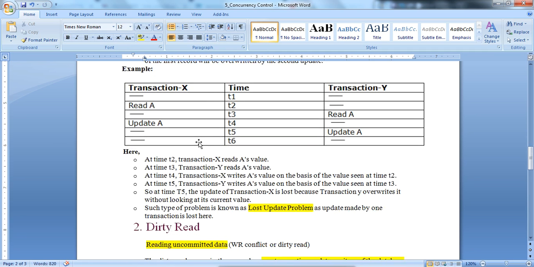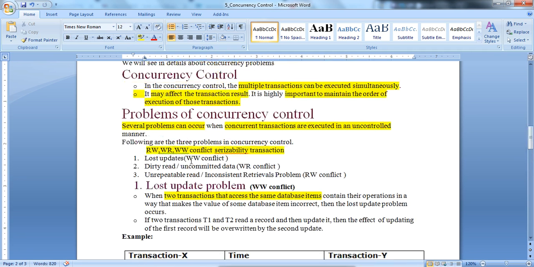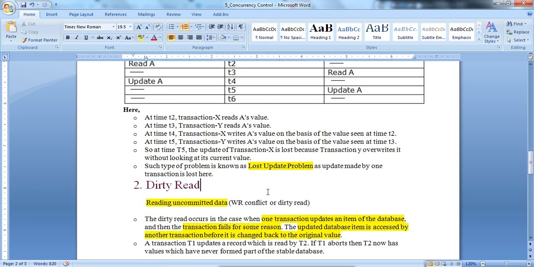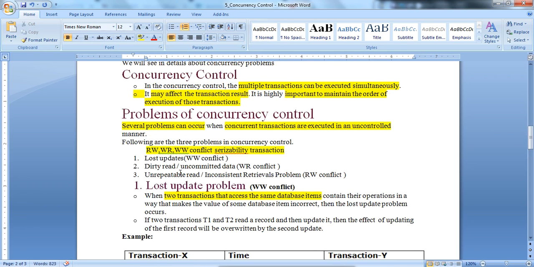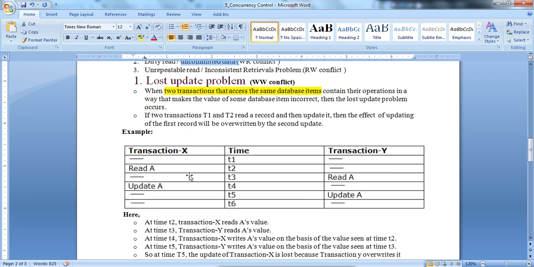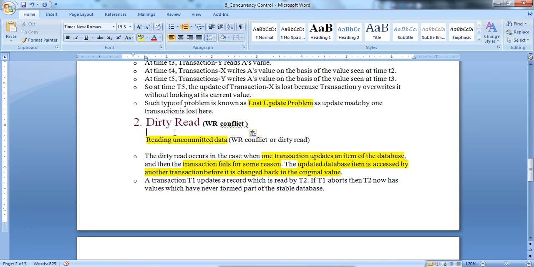Now the next type is a dirty read. Dirty read means a write-read conflict, or the uncommitted data. Now what is the dirty read? Reading uncommitted data is a dirty read. Write-read conflict, or the dirty read.